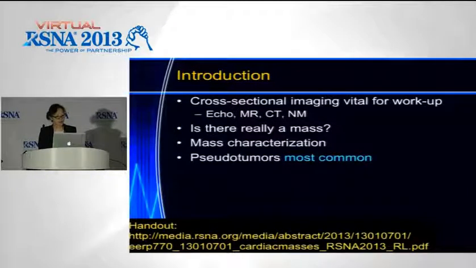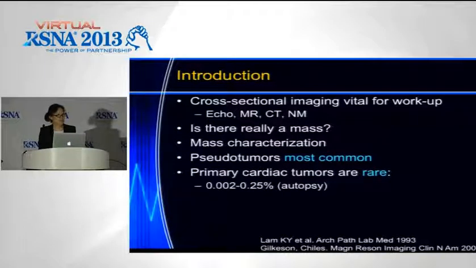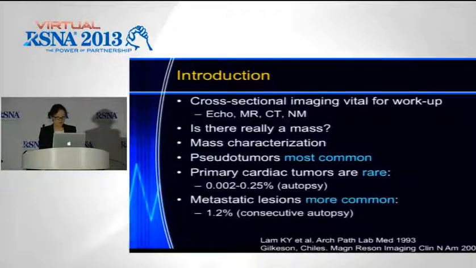Pseudotumours are the most common mass we're going to encounter in clinical practice. Primary cardiac tumours are pretty rare, so they occur in less than 0.25% of autopsy series. The more common tumour we're going to see is metastasis.